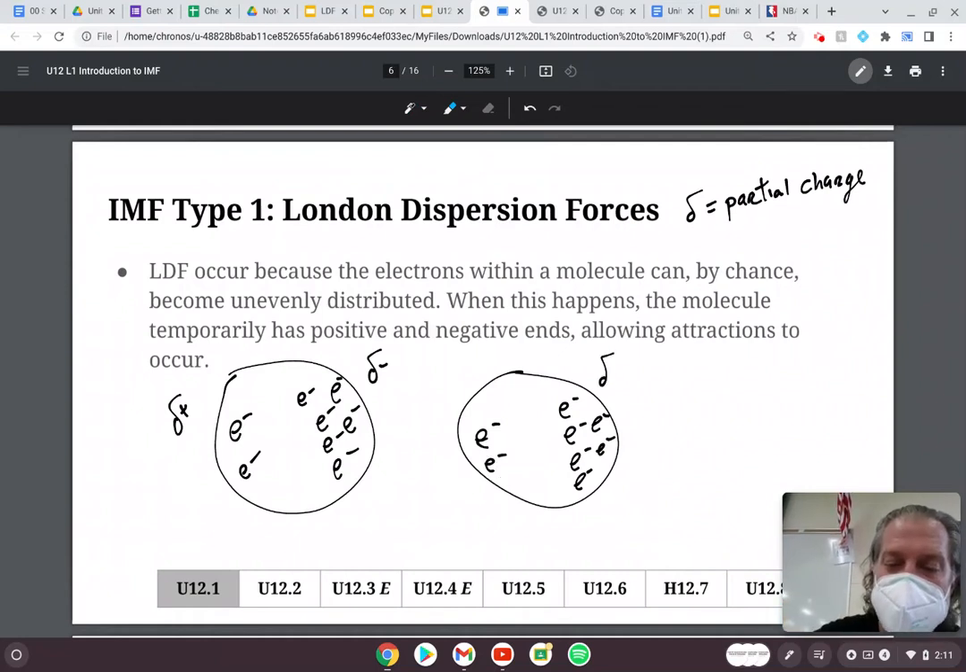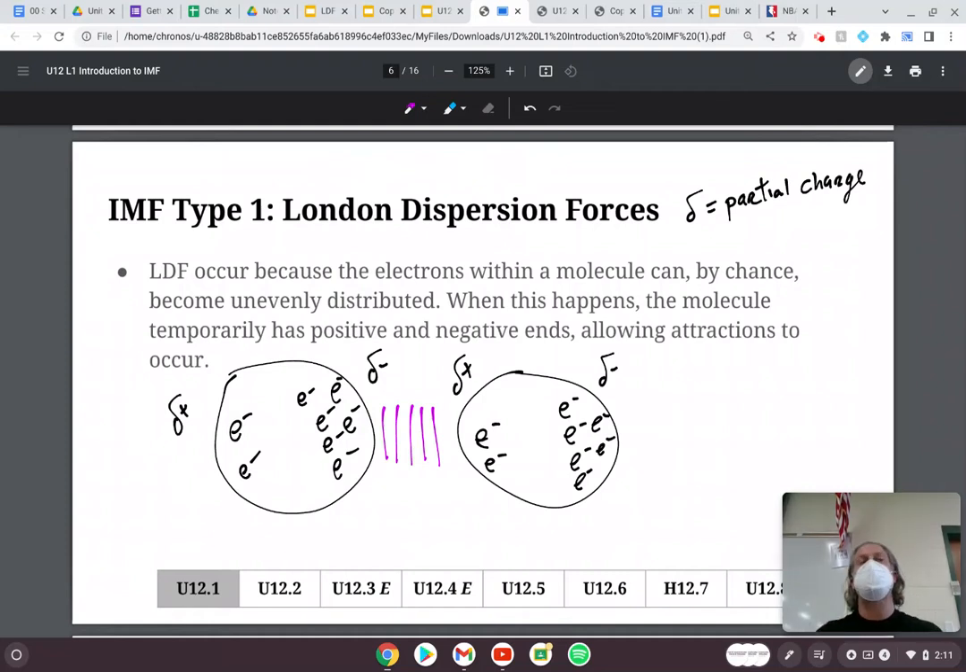And then again, this structure has a slightly negative side, and this structure has a slightly positive side, and they form an attraction there. And that's how London dispersion forces work. So you might want to draw that or kind of get that in there now. The electrons in the structure are constantly shifting from one side to the other. And when they're constantly shifting, they create these subtle negative and positive charges on a neutral structure. And those subtle positive or negative charges now become the force of attraction that we know as London dispersion forces.